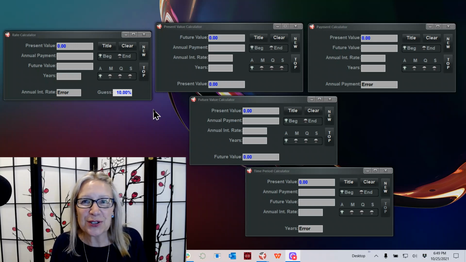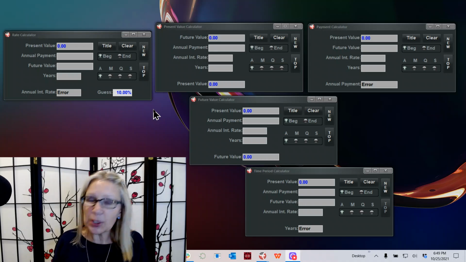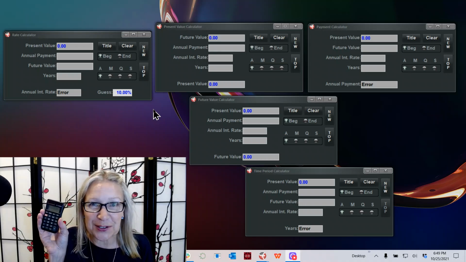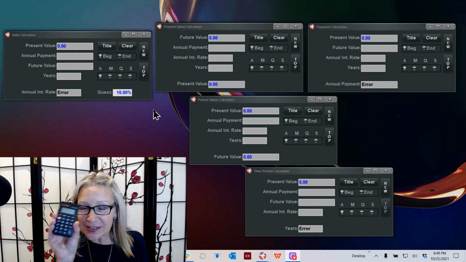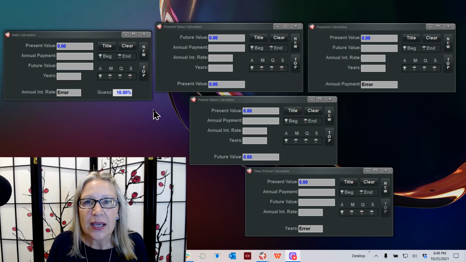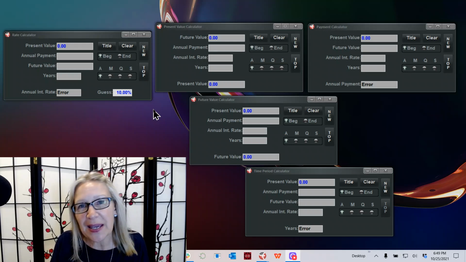Hi, it's Kim Butler. Today we're going to talk about the financial calculators that are available. And this is not a financial calculator. This is one of those little tiny calculators that most of us like to use when we're doing things with math. Might be on your phone, might be handheld.